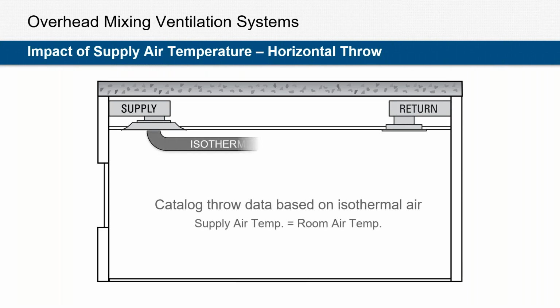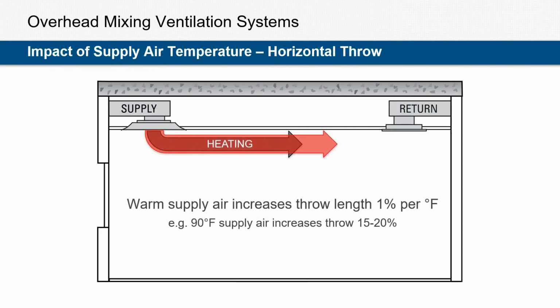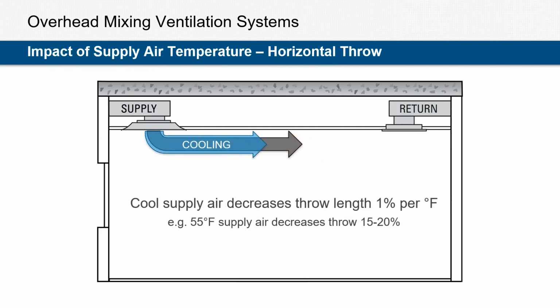So we looked at vertical throw. The same is true for horizontal throw in terms of isothermal performance data. Catalog data is typically always based on isothermal conditions. But in this case, when we have heating flows, we're actually going to see that throw extended, and we would expect it to be similar, 15 to 20% for 90 degree supply air. And in cooling, in horizontal, it's going to actually shorten our throw, and so we're looking at 55 degree supply air. We would expect that to be decreased from isothermal catalog values by 15 to 20%.